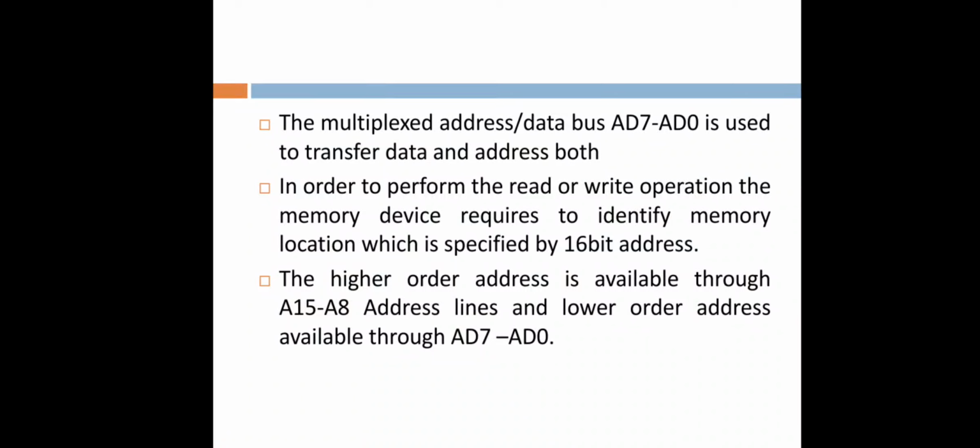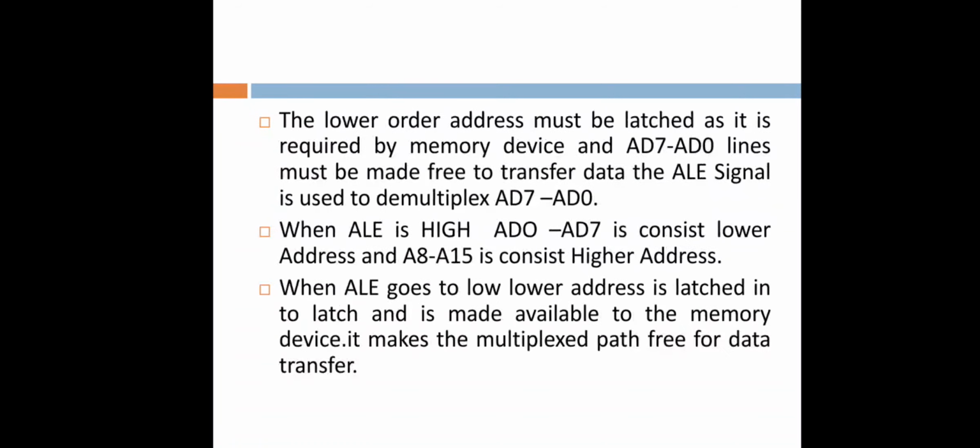specified by a 16-bit address. The higher order address is available through the A15 to A8 address lines, and the lower order address is available through AD7 to AD0. The lower order address must be latched as it is required by the memory device, and the AD7 to AD0 lines must be made free to transfer the data. So the ALE signal is used to demultiplex AD7 to AD0. The ALE pin is used to demultiplex the address bus and data bus.